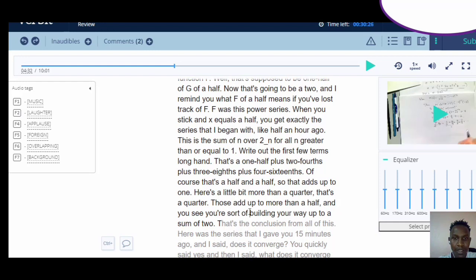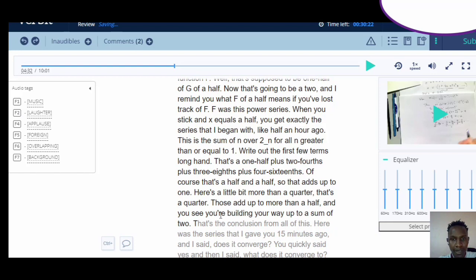Sort of is a filler word. And you can see you're building your way all the way up. It makes sense without the sort of in a sentence. You're sort of building your way up to a sum of 2.